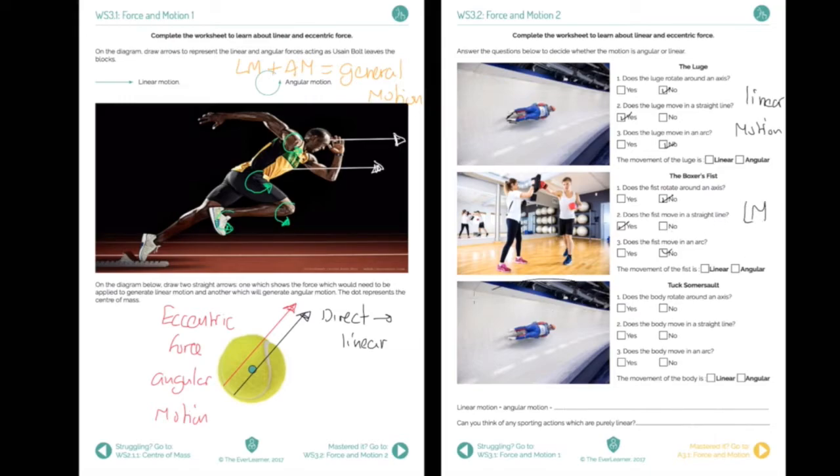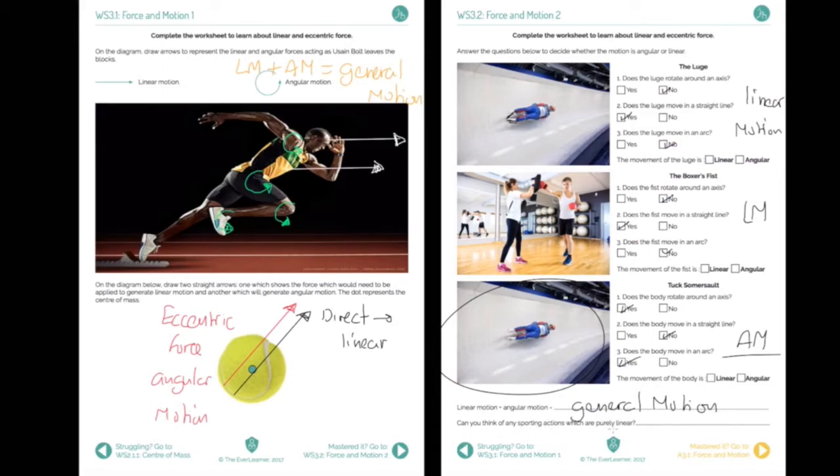This one, by the way, this image is wrong. This should be of a tuck somersault. If you look in your resource pack, and probably in your notes, you've got a tuck somersault. Does the body move around an axis? Yes, and in fact, we call it the transverse axis of the hip. Does the body move in a straight line? No. Does the body move in an arc? Yes, and therefore, we've got here angular motion for that rotating body, for that circle, part circle. So linear motion plus angular motion equals, and of course we know that that's general motion.